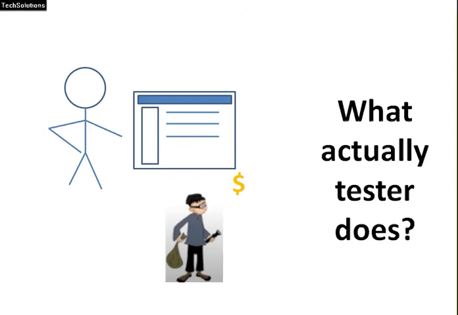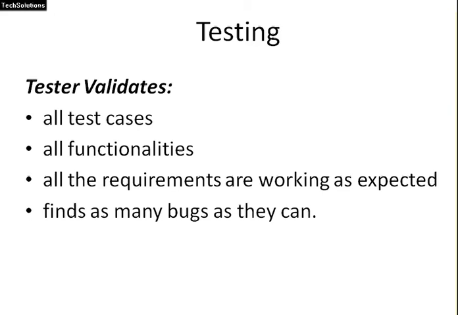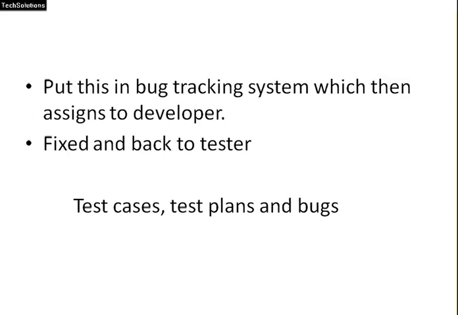What does a tester do? The tester validates that all the test cases, all functionalities, all the requirements are working as expected and finds as many bugs as they can, and puts them in a bug tracking system, which then assigns them to developers, who fix the bug and send it back to the tester. This is called the bug life cycle.